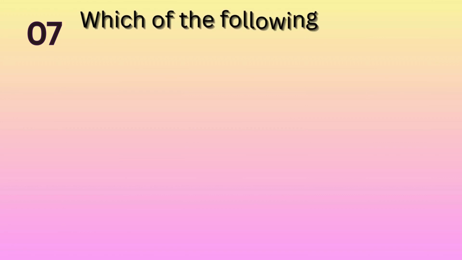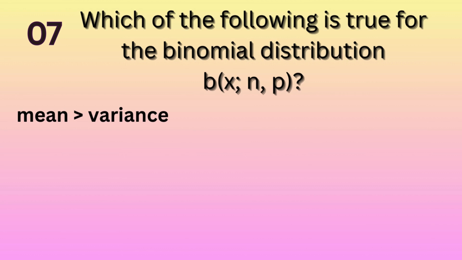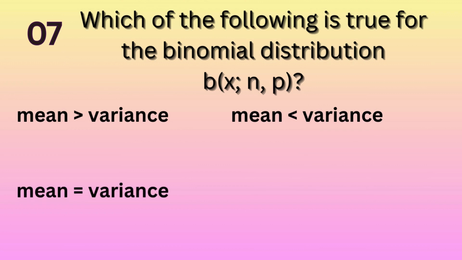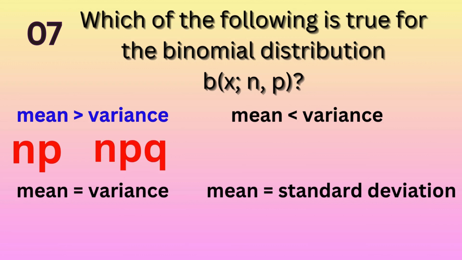Which of the following is true for the binomial distribution? The options are mean is greater than variance, mean is less than variance, mean is equal to variance, mean is equal to standard deviation. The correct option is mean is greater than variance. This is because the mean of a binomial distribution is np, and the variance is npq, which is always less than np since q is less than 1. Therefore, the mean is greater than the variance.